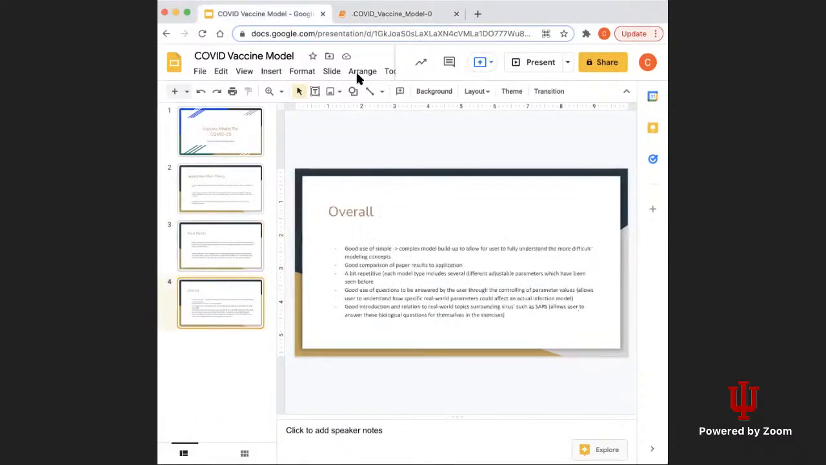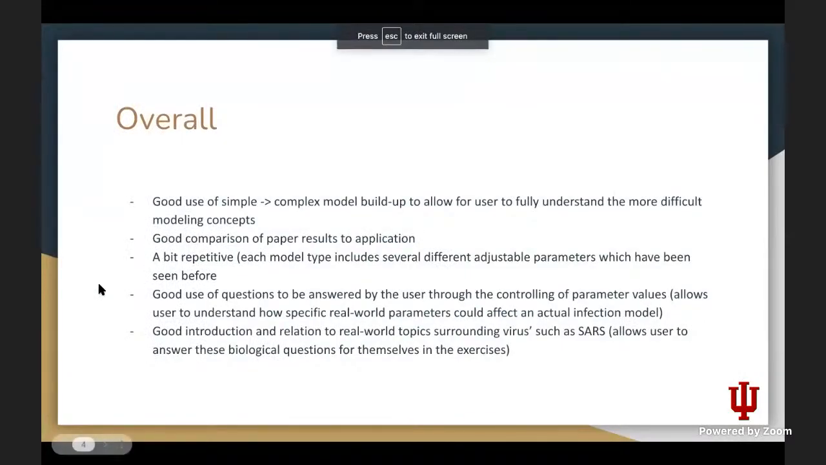But overall, I think this application makes very good use of the simple to complex model buildup, because users are then allowed to fully understand the more difficult modeling concepts because they have a full grasp of the earlier concepts of modeling. And it also compares the paper results to the application very well. I thought it was a bit repetitive. As I mentioned, some of the model types have many adjustable parameters, which have been seen before. And although they're good for introducing new model types, they're not necessarily needed for individual parameters.